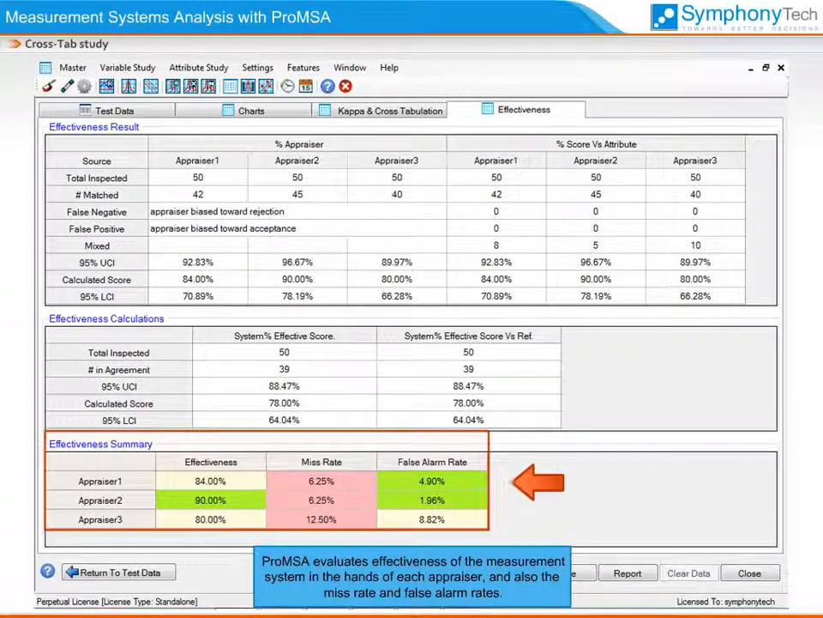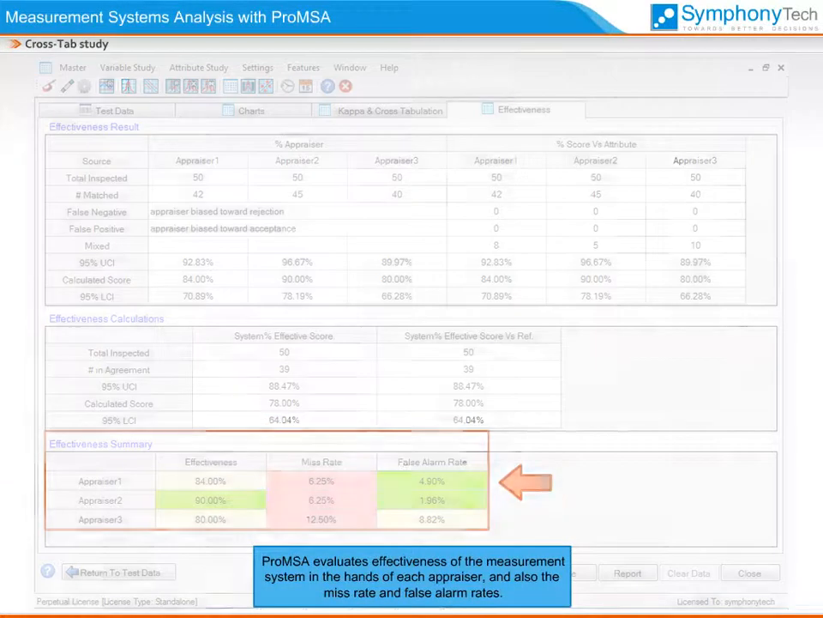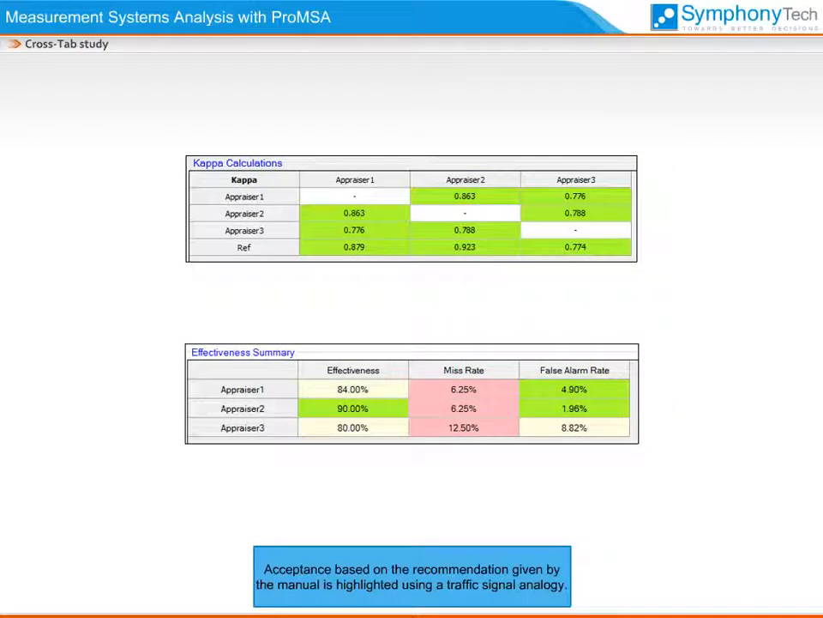ProMSA evaluates effectiveness of the measurement system in the hands of each appraiser and also the miss rate and the false alarm rates. Acceptance based on the recommendation given by the manual is highlighted using a traffic signal analogy.